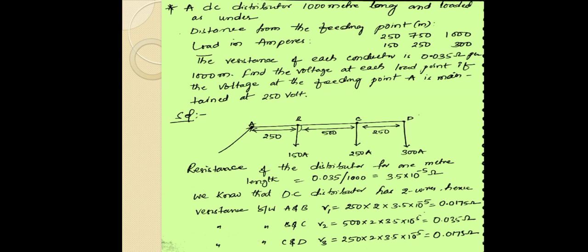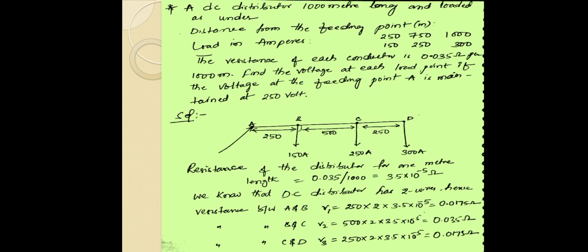I am repeating the question. A DC distributor 1000 meters long is loaded as under: distance from the feeding point A in meters, loaded in amperes: 250 meters, 150 amps; 750 meters, 250 amps; 1000 meters, 300 amperes. The resistance of each conductor is 0.035 ohms per 1000 meters. Find the voltage at each load point if the voltage at the feeding point A is maintained at 250 volts.